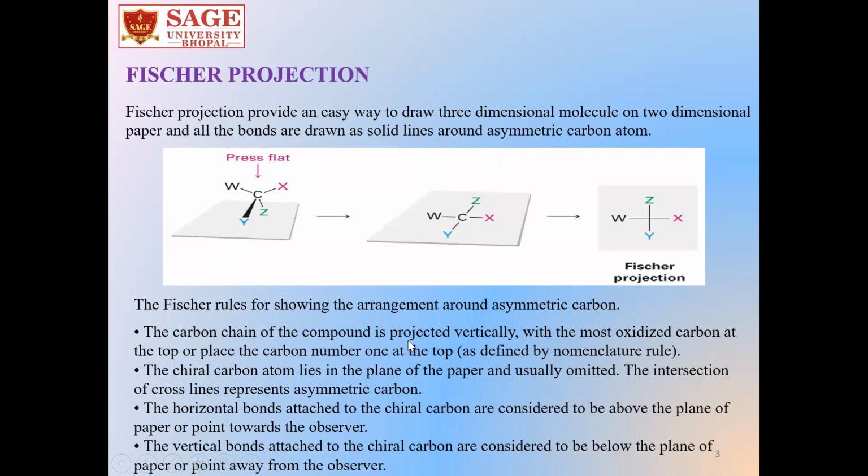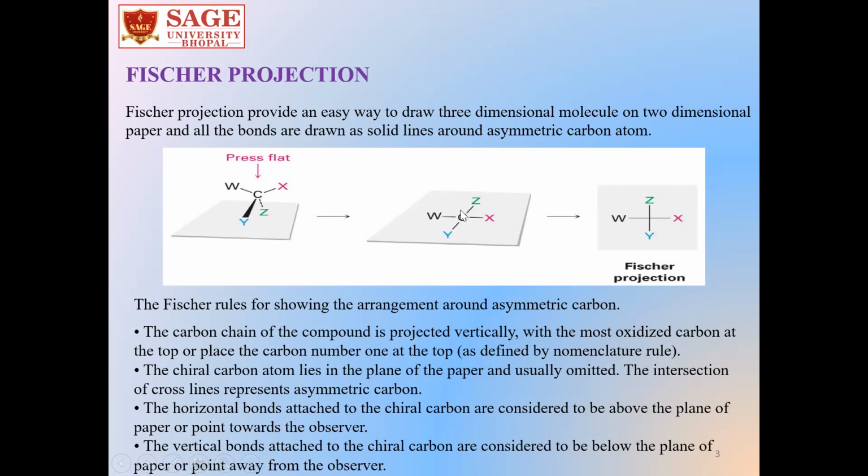The carbon chain of the compound is projected vertically. So the carbon chain will be on the vertical line with the most oxidized carbon at the top, or place carbon number 1 at the top. This can be done as defined by the nomenclature rule. So this is the vertical line where the carbon chain will be, and the most oxidized carbon, or the carbon which is numbered as 1, will be kept at the top place.